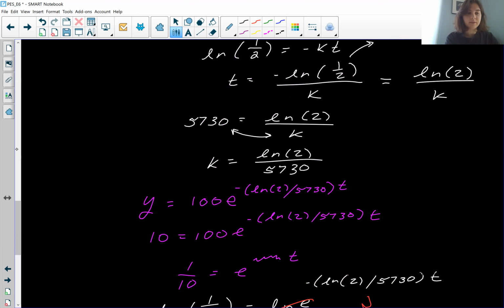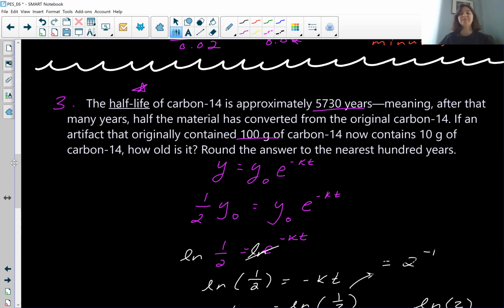Yep, that's a lot of writing, and that does it for exponential functions.